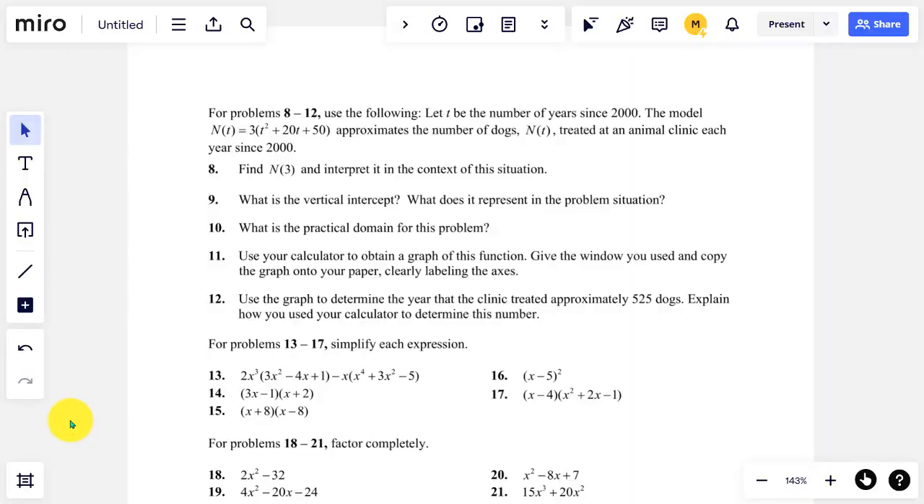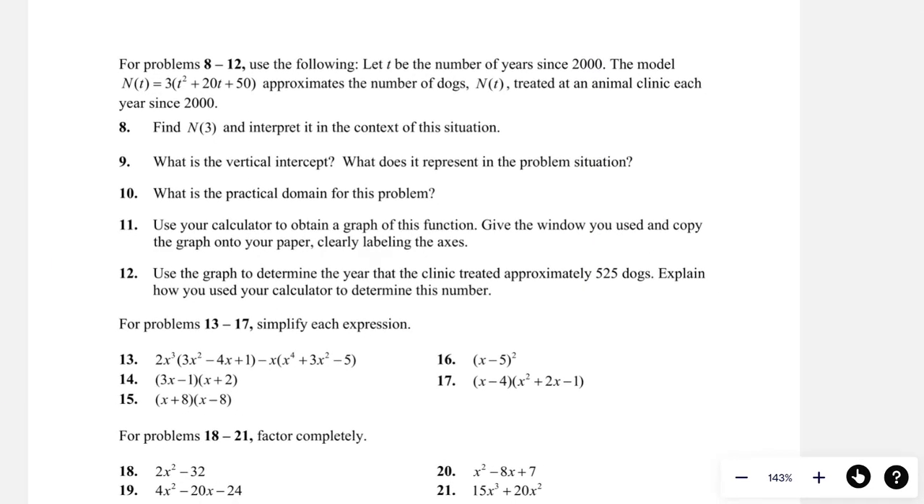Hello, class. In this video, I'm going to answer a couple more questions from your Test 3 review packet. We'll start with problem number 8. It says, find n of 3 and interpret in the context of the situation.